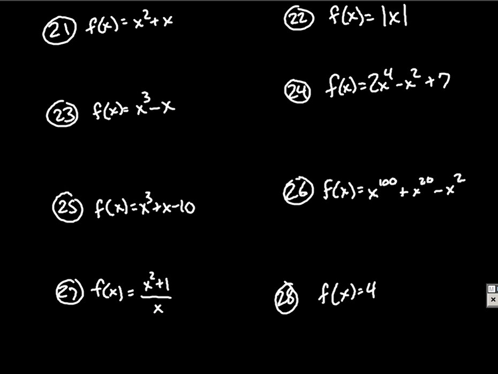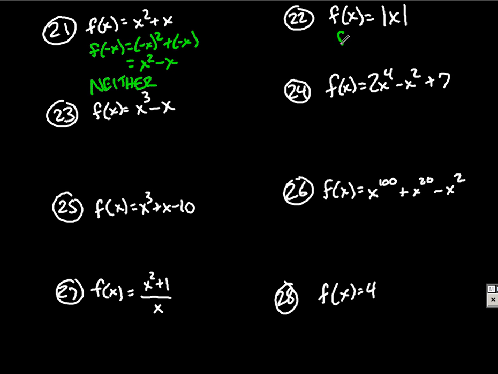Okay, pushing forward. Now we want to look at proving being even, odd, or neither. For everything, we just want to plug in negative x. So f of negative x here is negative x squared plus a negative x. That's the same as x squared minus x. That doesn't tell us anything. This is going to be neither right off the bat.